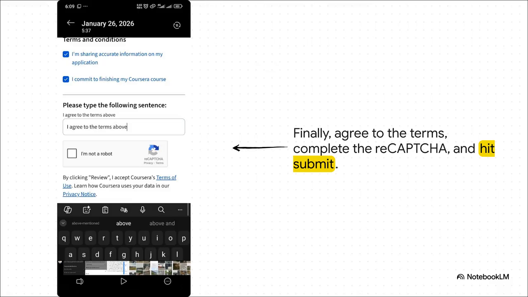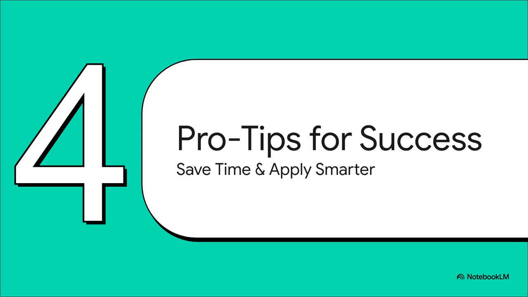And we are on the home stretch. Just check the 2 boxes to agree to their terms, type that sentence in exactly how you see it, do the little I'm not a robot check, and then smash that submit button. So you know the basics now, which is awesome. But I've got a couple of pro tips for you that are going to make this entire process way faster and a whole lot easier.